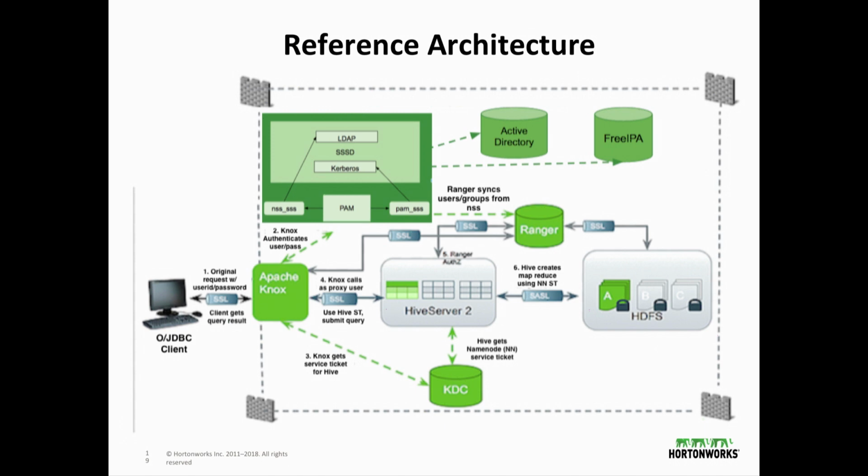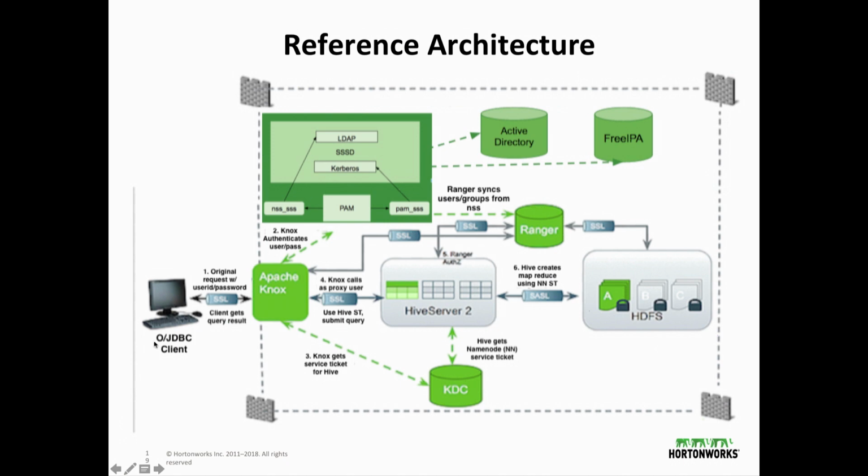So the typical flow of any user action to the Hadoop environment looks like this. In this setup, we have multiple LDAP stores, and the users exist on both LDAP stores. And we have SSSD running on all the nodes of the cluster. Then we have Ranger integrated with SSSD, and the users and groups are synced using NSS. And we have Apache Knox, which uses PAM to authenticate the users.